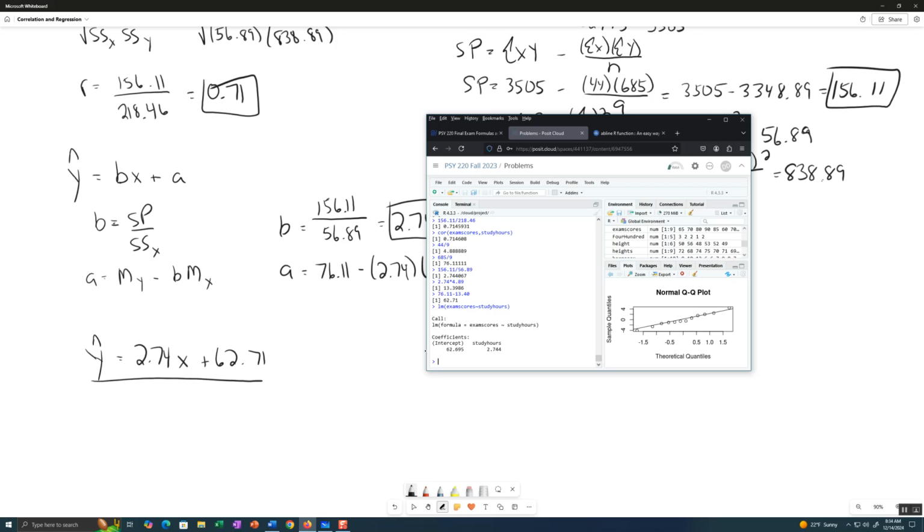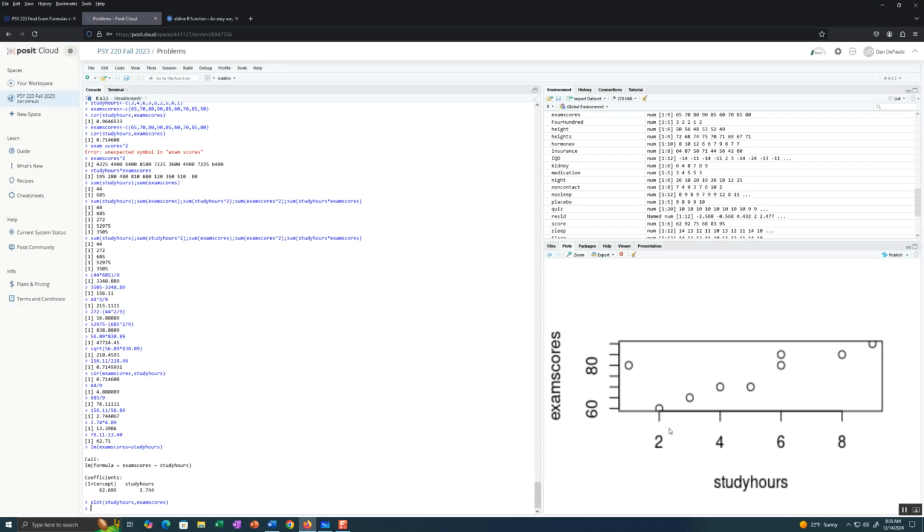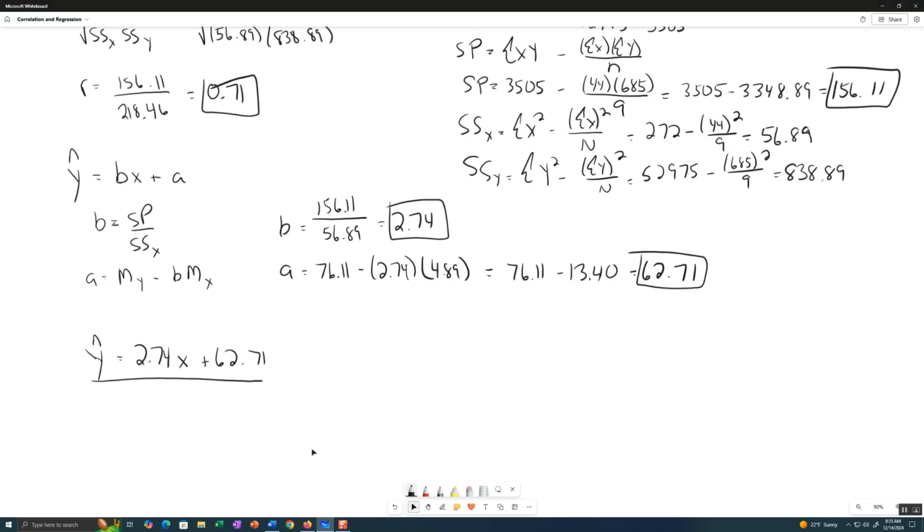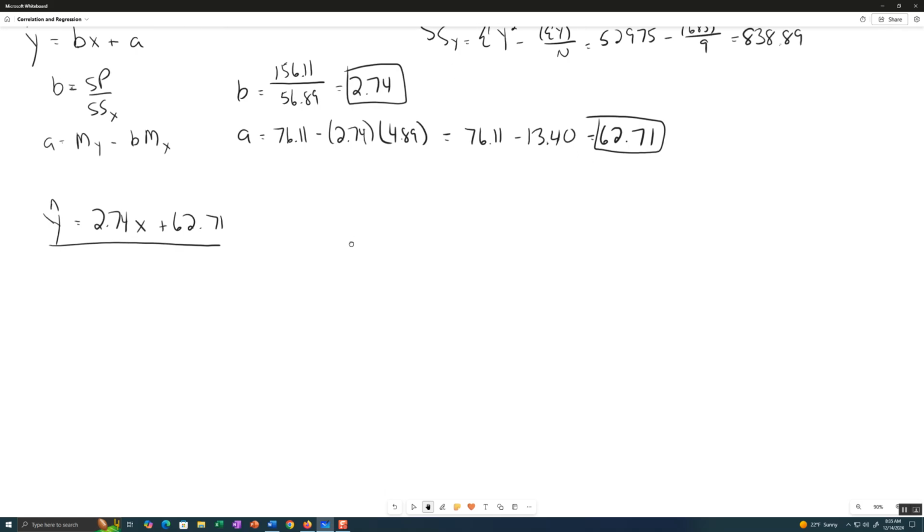Let's do the scatter plot. I'm going to plot it here first. Study hours and then exam scores. That plot looks kind of small here. There we go. It's kind of spread out here. How does that look if I draw the plot? So I'm going to draw a really sloppy plot here.